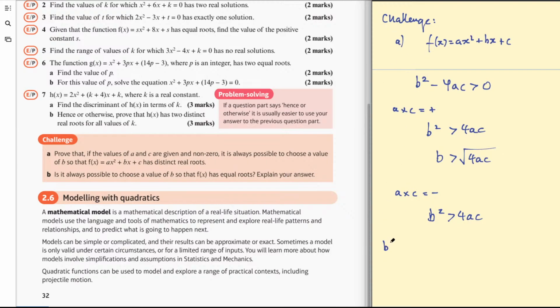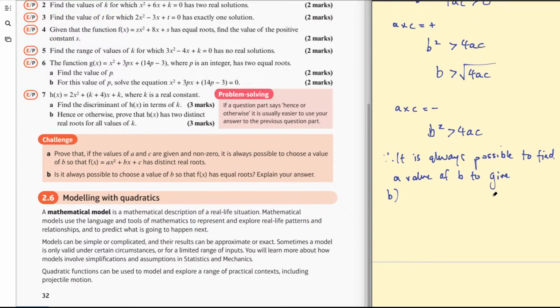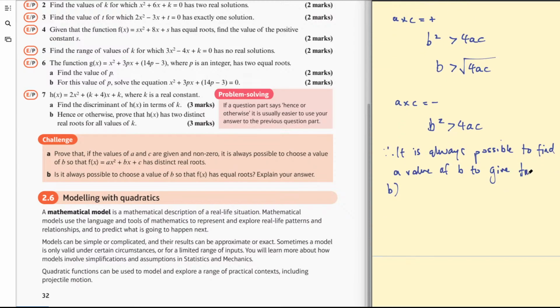Anyways, part B. So actually, just to finish that off, we would say, so therefore it is always possible to find a value of B to give two solutions.